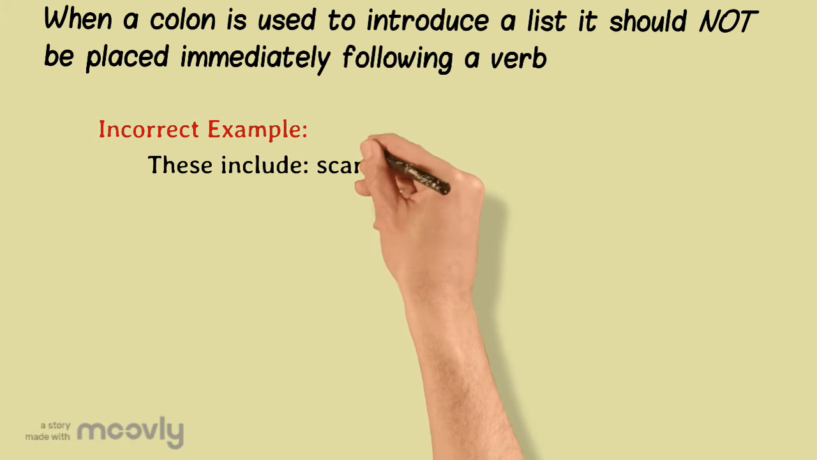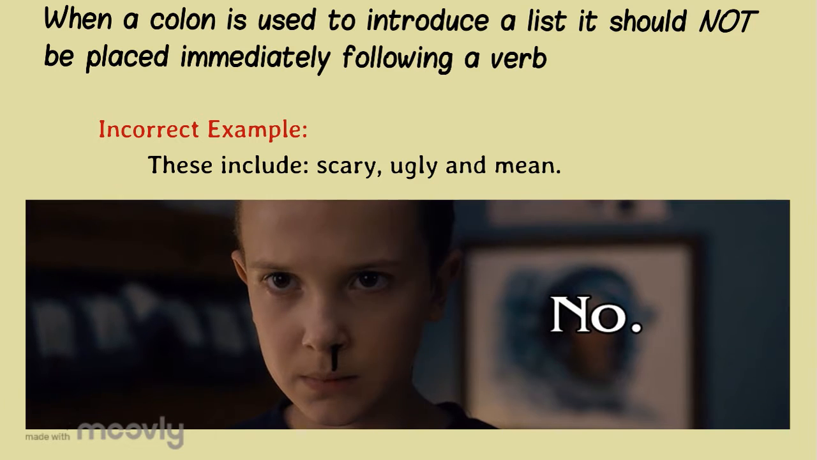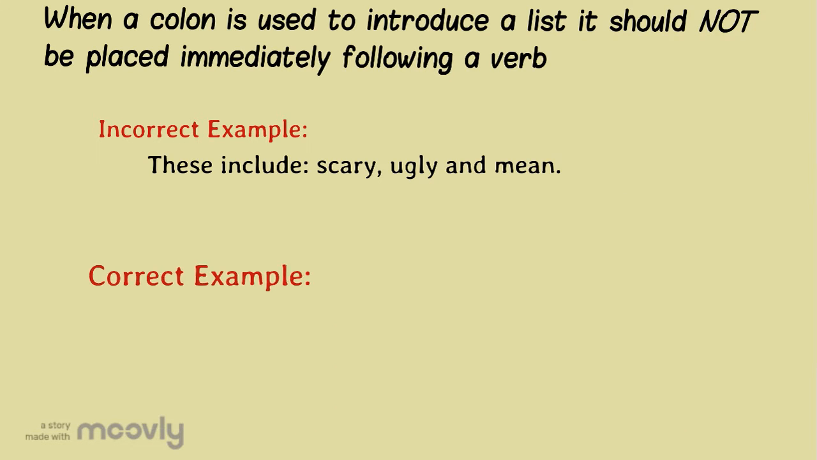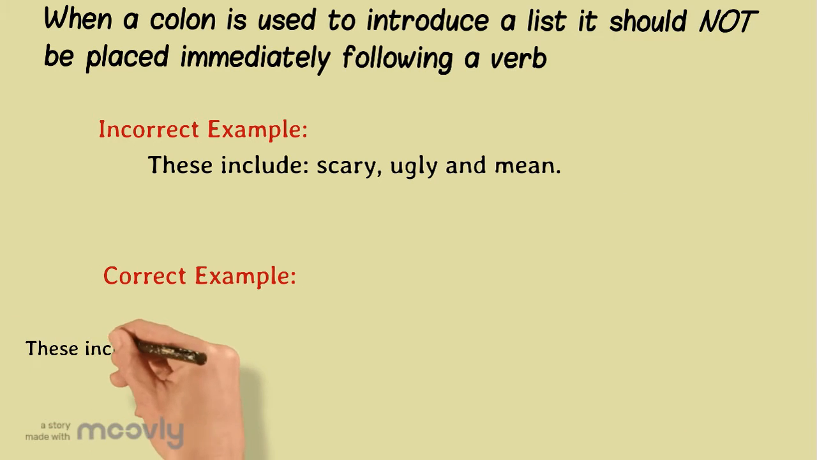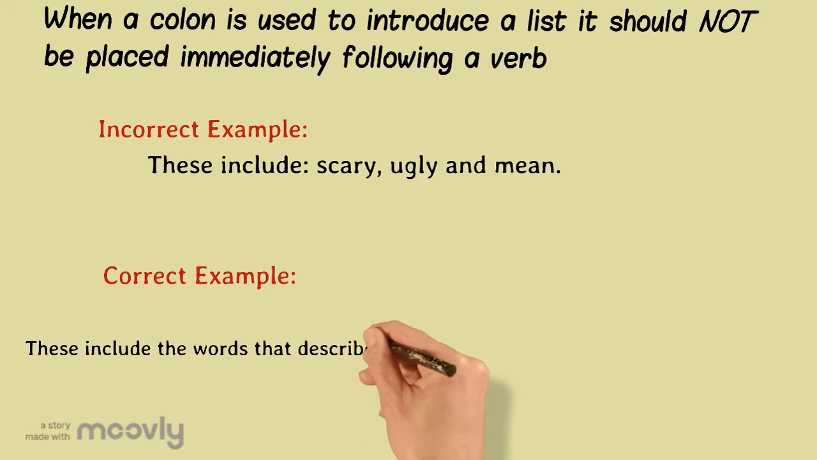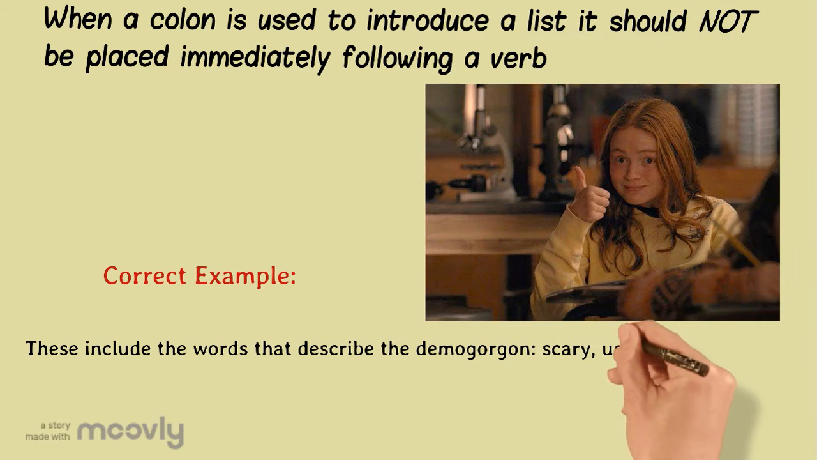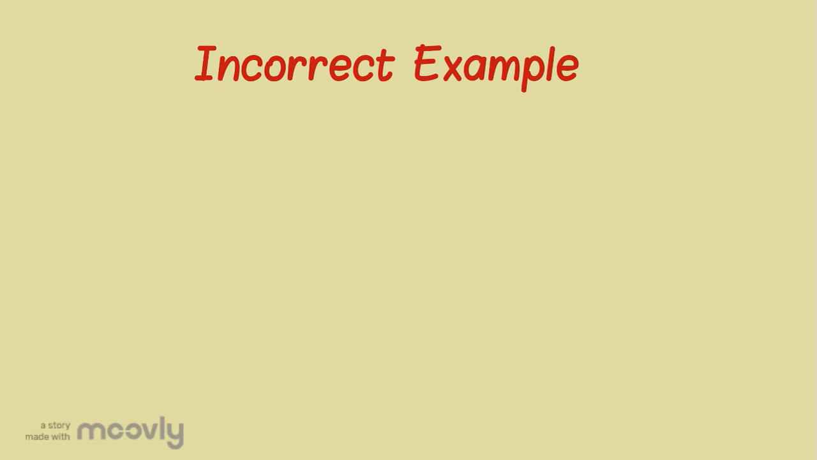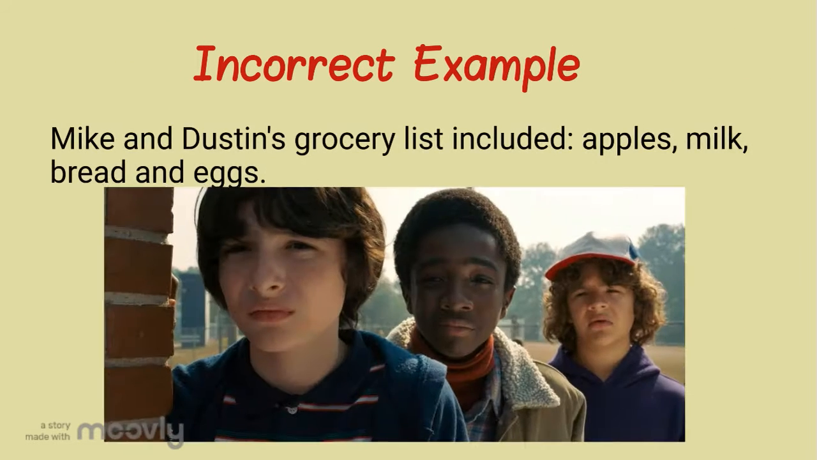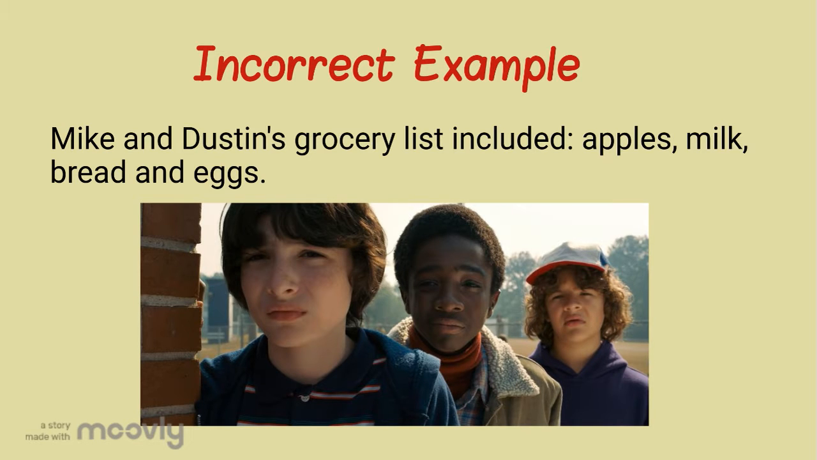Here's an incorrect example. These include: scary, ugly, and mean. Now here's how it's actually supposed to look. These include the words that describe the Demogorgon: scary, ugly, and mean. Now here's another incorrect example. Mike and Dustin's grocery list included: apples, milk, bread, and eggs. The grocery list included is not an independent clause, so it cannot be used with a colon, even if it is listing something after.